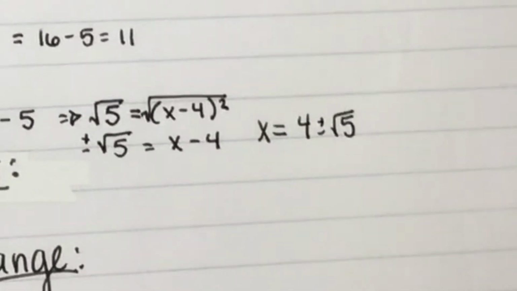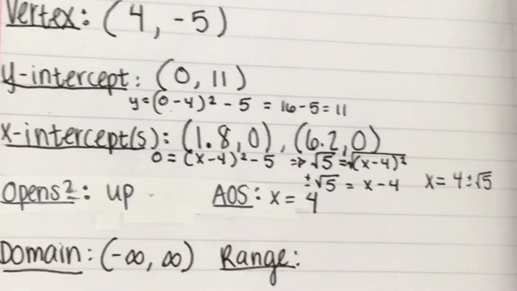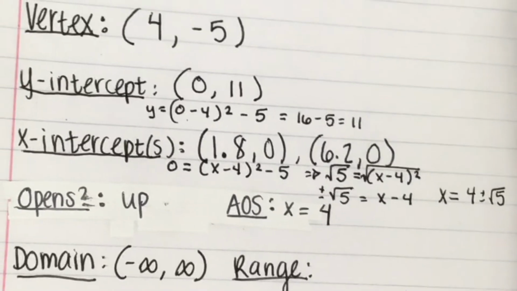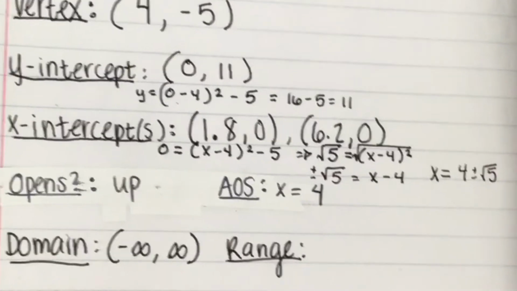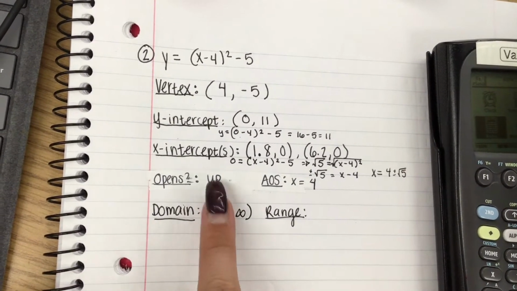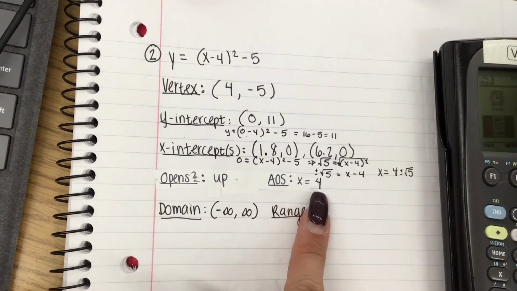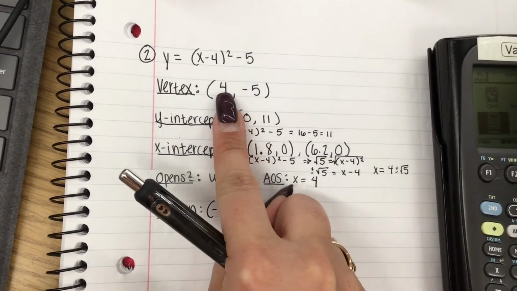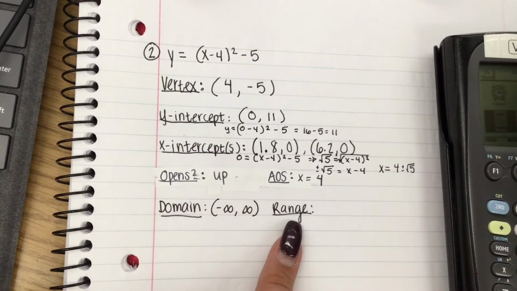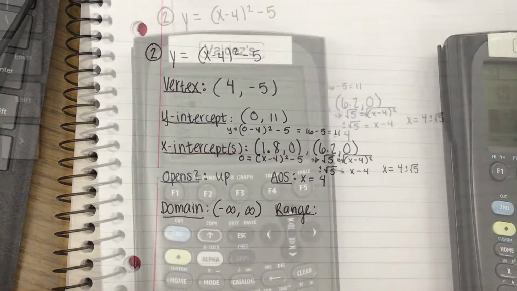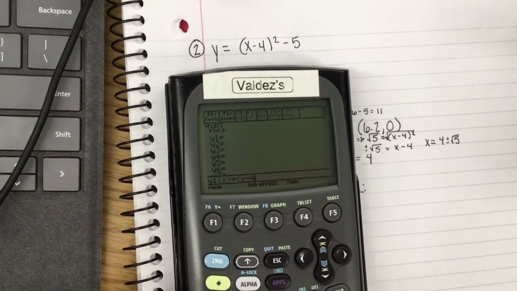Then I can put both of these values into my calculator to find their decimals. So to get those decimals for those x-intercepts, remember I'm plugging in 4 plus the square root of 5 and 4 minus the square root of 5 into that calculator, which is giving me that 1.80 and that 6.20. From here, I can see that the graph opens up because of that +1 in front of that set of parentheses. The axis of symmetry is x equals the x value of the vertex, so x equals 4. The domain is going to be -infinity to +infinity because it's a quadratic, and the range we will see once we graph this.